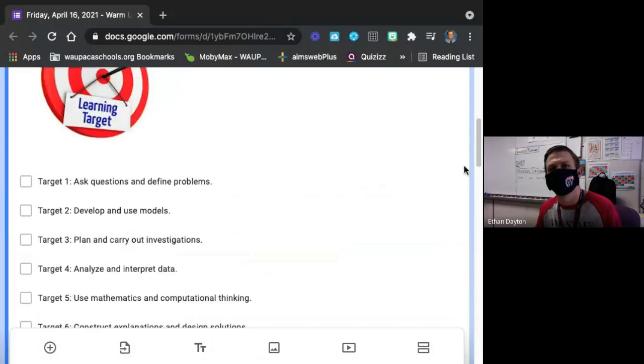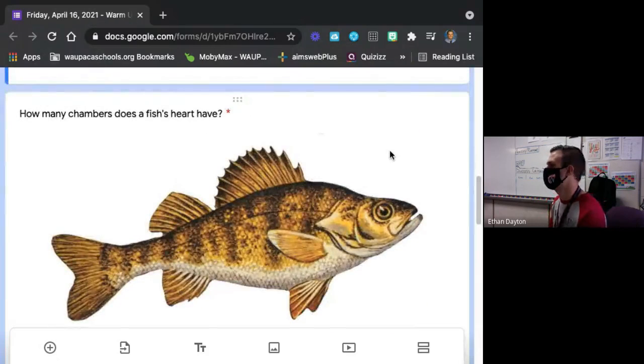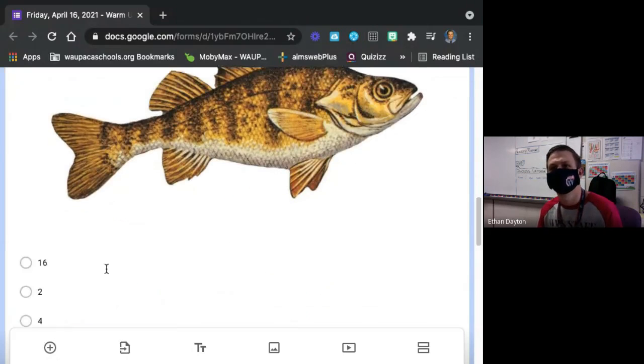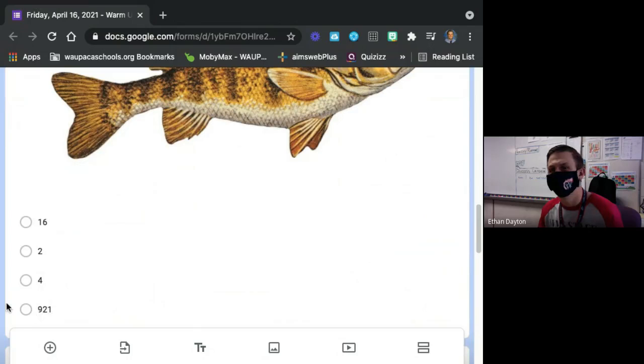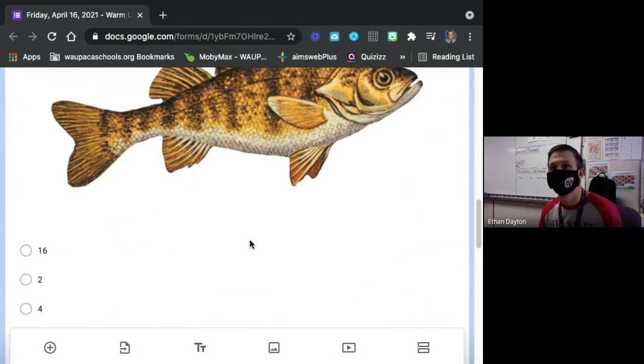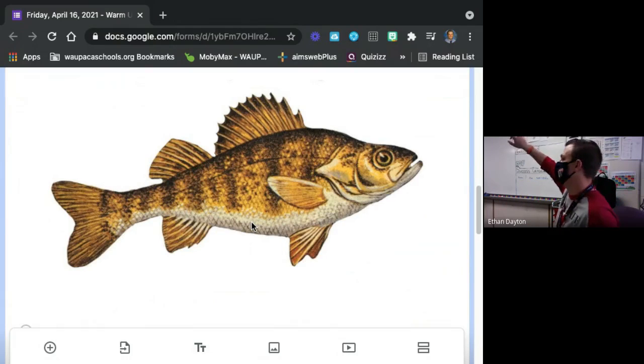All right. We talked about the targets. How many chambers does a fish's heart have? How many chambers, Austin? 2. 2, yes. Our hearts have 4. And I don't know any chambered hearts that have 921 or 16 for that matter. Okay, they only have 2. They have an auricle or an atrium and a ventricle, right? You have atrium or atria and ventricles.